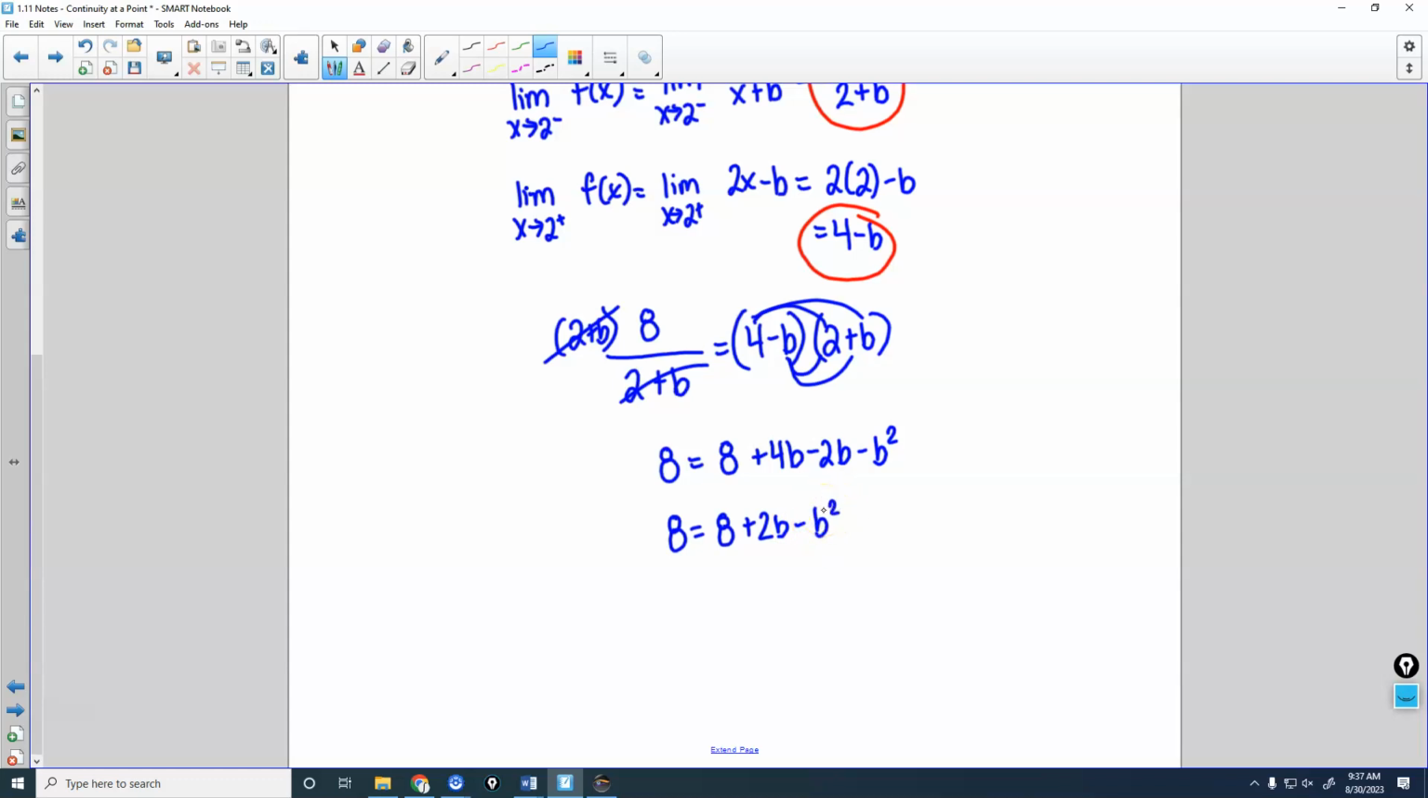Alright. How do I solve that? Well, it really doesn't matter which way I think about it, left or right. I'm going to subtract that 8. Now I got 0 equals 2b minus b squared. Like some Shakespeare stuff.